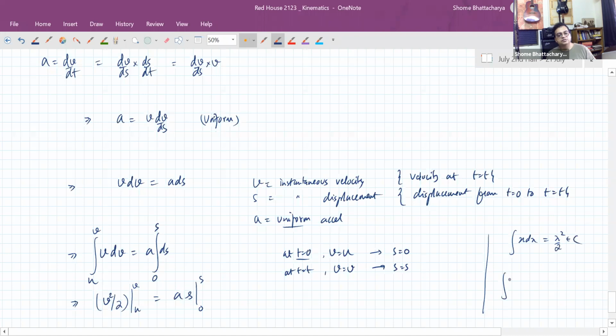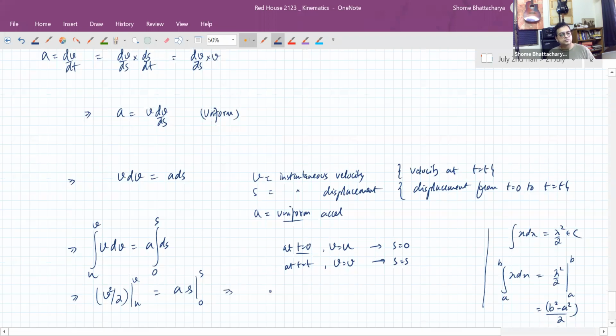So we have the integration of x dx from a to b, that is equal to x square by 2 raised to the limits a to b. So that will become b square minus a square by 2. So we'll use this integration next. Okay. So left hand side will be v square minus u square by 2. Right hand side will be as.